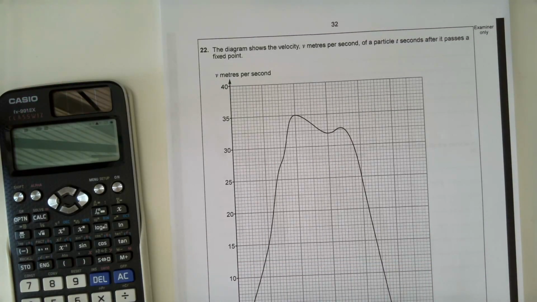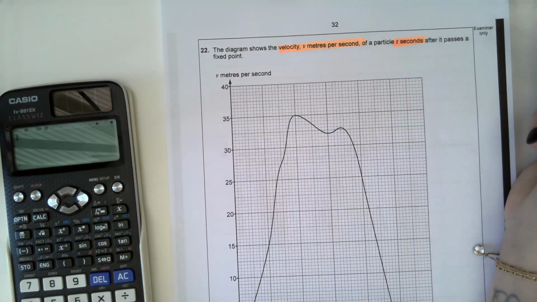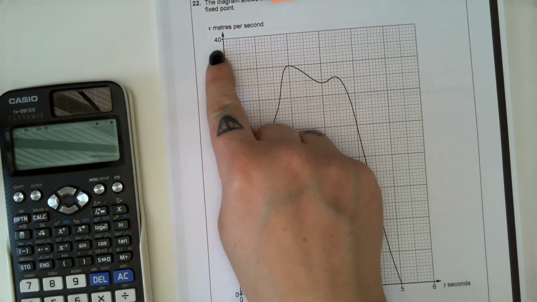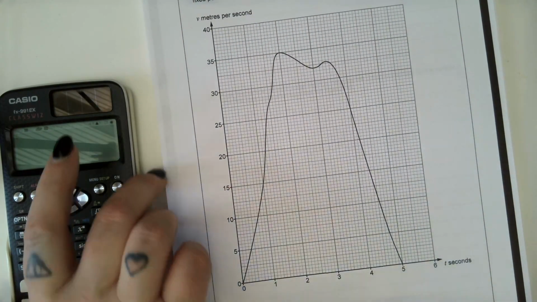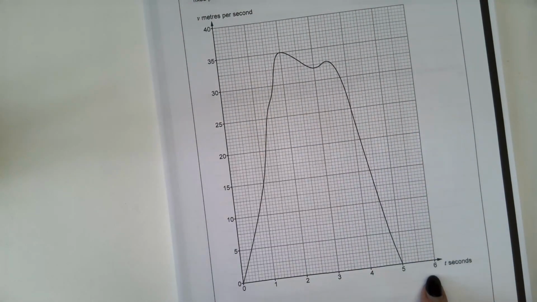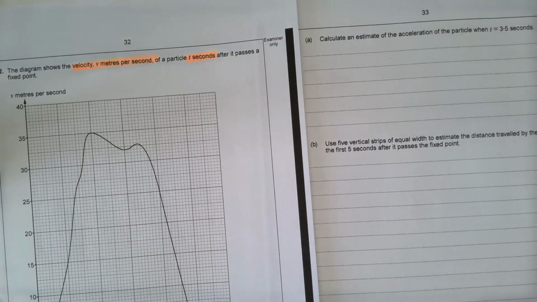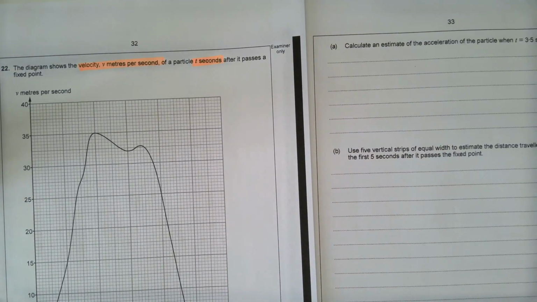Question 22. The diagram shows the velocity v meters per second of a particle t seconds after it passes a fixed point. So we have our v meters per second as our vertical axis, and then our horizontal axis is our time. So this question's split across 2 pages, so you're going to have to just bear with me, guys. I apologise. I'll do my best to make sure you can see it all.